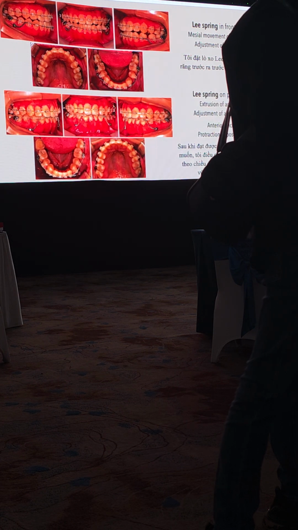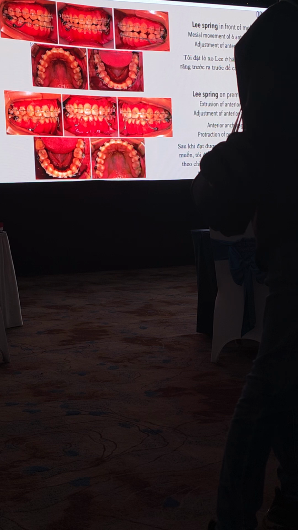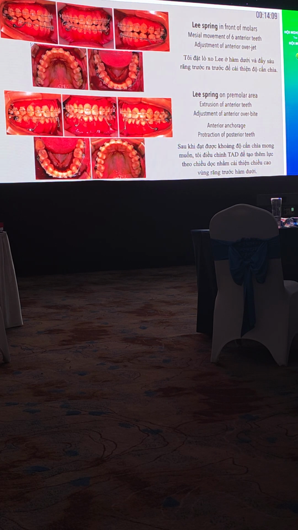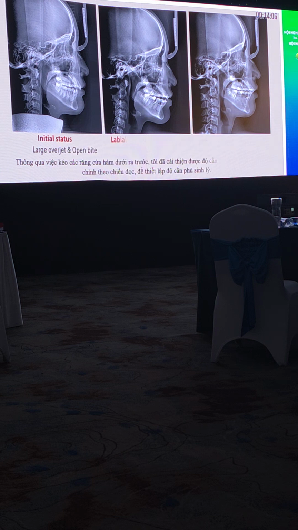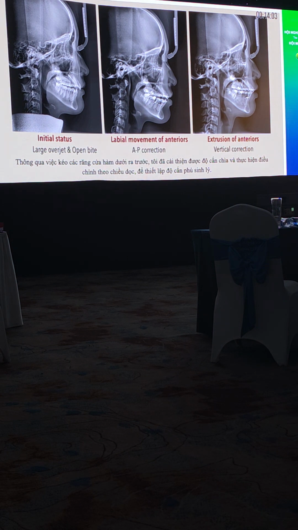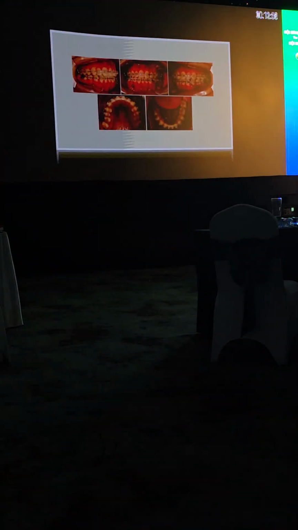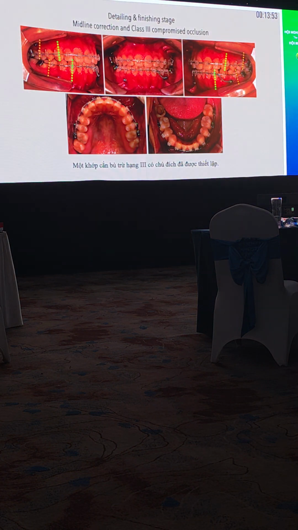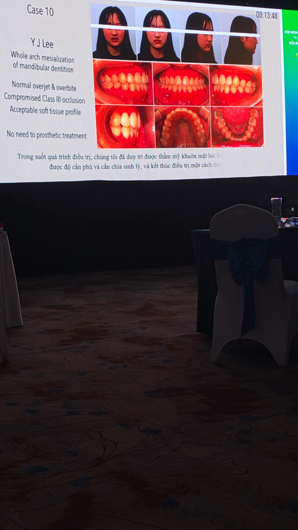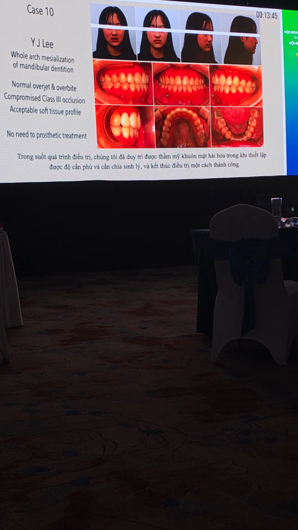After achieving the desired overjet, I adjusted the TAD to apply vertical forces for enhancing the height of the mandibular anterior segment. By advancing the mandibular incisors, I successfully improved the overjet and made vertical adjustments to establish a normal relationship of overbite. An intentional class 3 compromised occlusion was established. Throughout this process, we maintained a favorable facial appearance while achieving normal overbite and overjet, successfully completing the treatment.